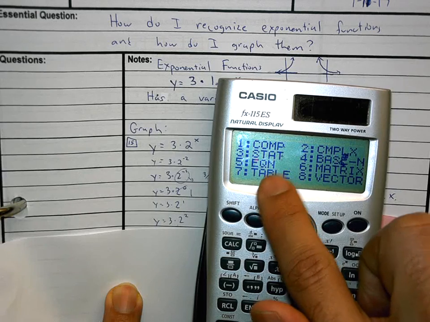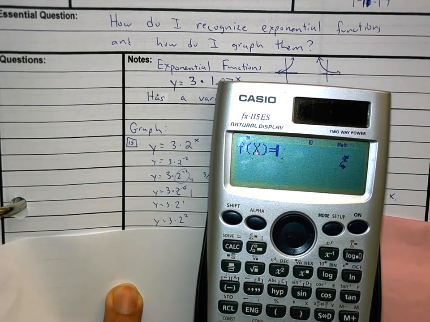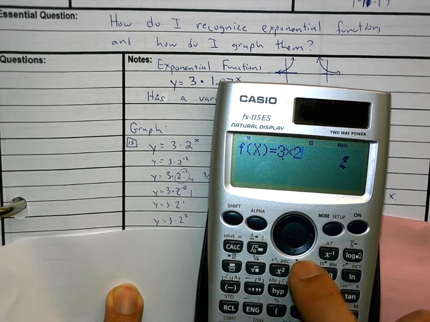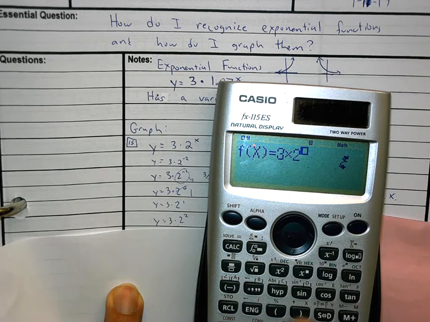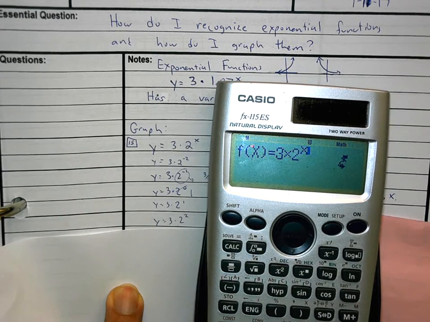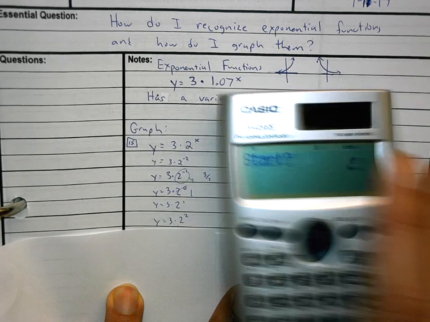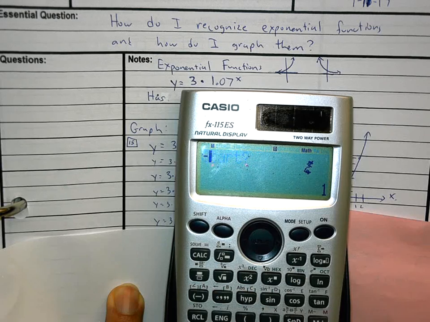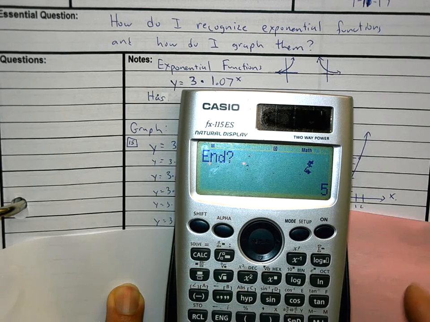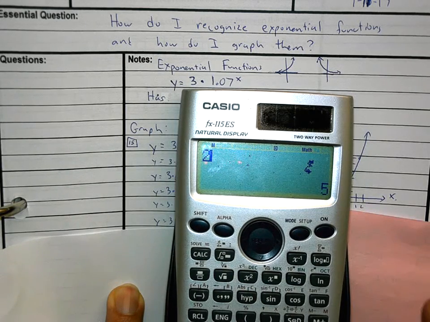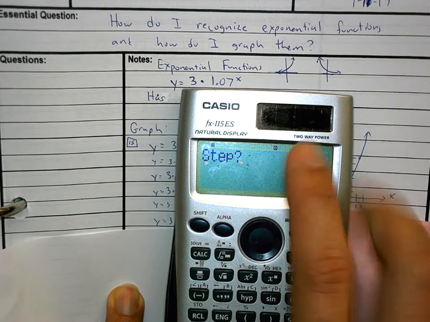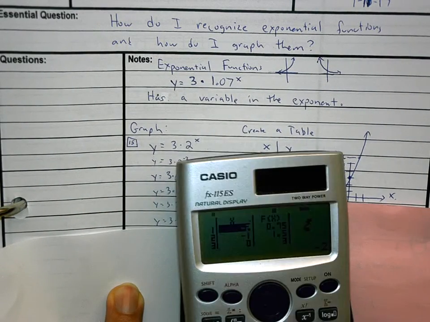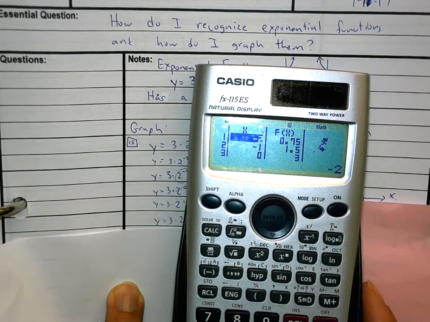You can type in a table, which is number 7. You can type in your function, 3 times 2 to the alpha x power. Where do you want to start your table? What did I start at? -2. Where do I want to end? I end at +2. What do you want your steps to count by? I count by 1s.